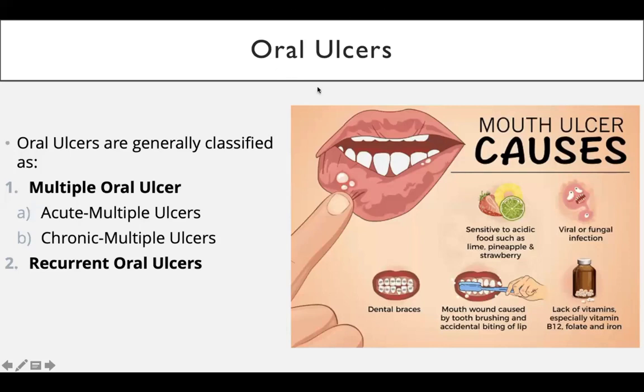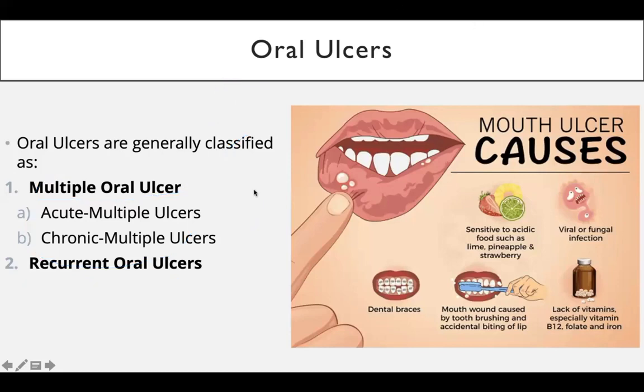Okay. So oral ulcers are generally classified as two types. For the oral cavity, there are two types of ulcers: one is multiple ulcers, and the other one is recurrent oral ulcers. So we have multiple and recurrent. There are single occurring ulcers, usually caused by viral infections, but mostly they are classified as multiple and recurrent ulcers.